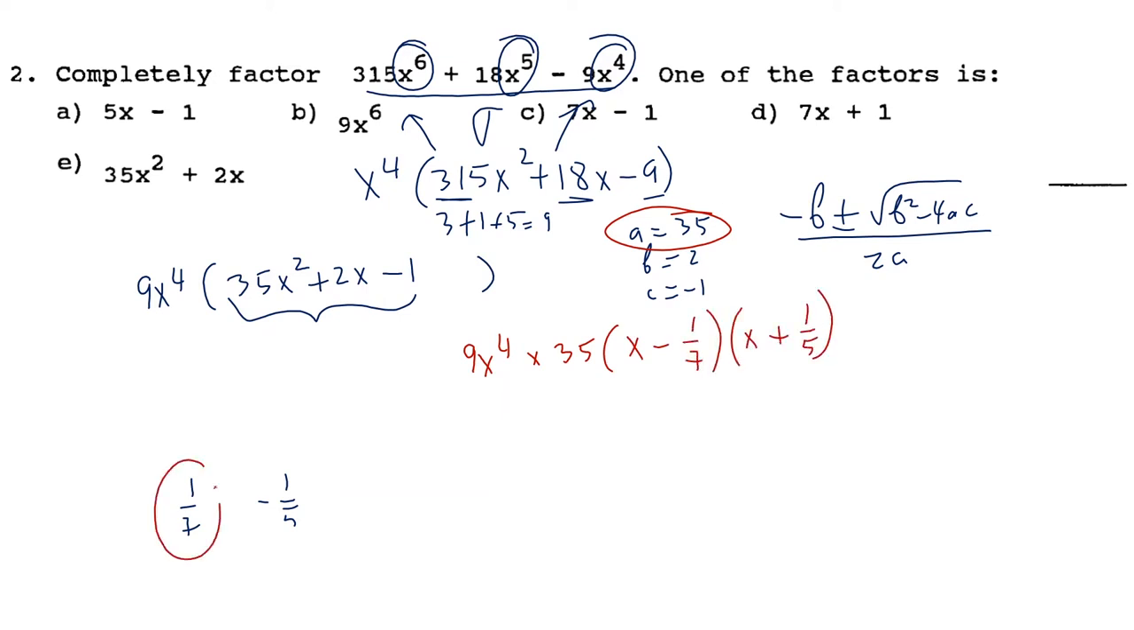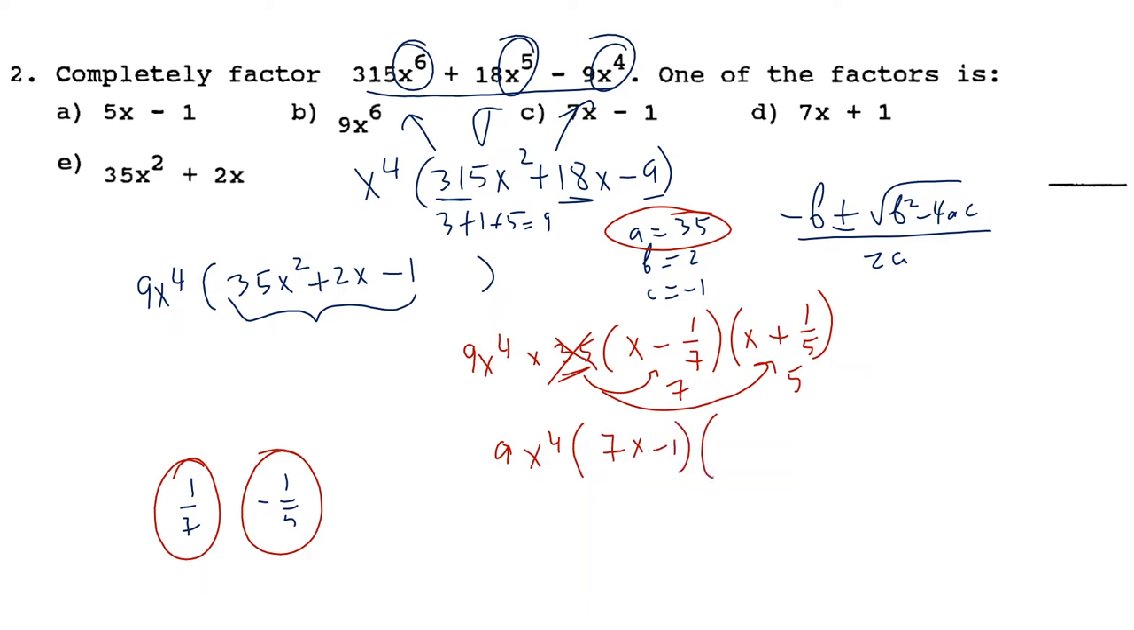I am negating those two answers, and I absolutely, positively need to multiply in 35. I can multiply 7 here and I can multiply 5 here. If I multiply 7 and 5, that's 35, so I can just remove the 35. So it's going to be 9x to the 4th. If I multiply 7 in the first bracket, it's going to be 7x minus 1. If I multiply 5 into the second bracket, I'm going to get 5x plus 1. This is my fully factored trinomial that looks so difficult.